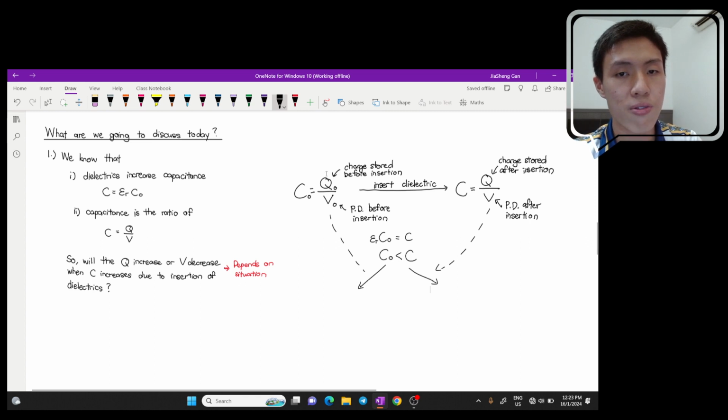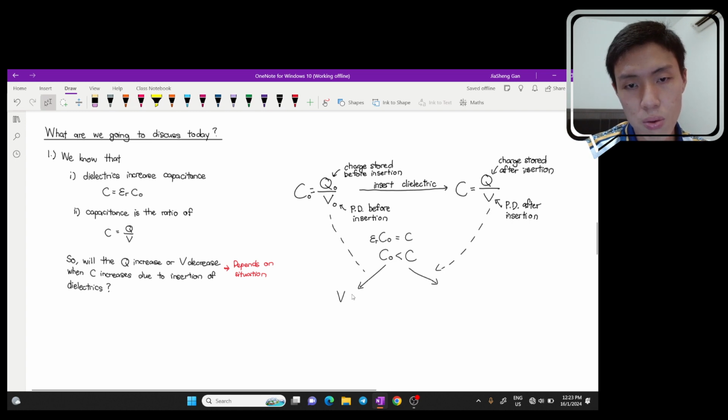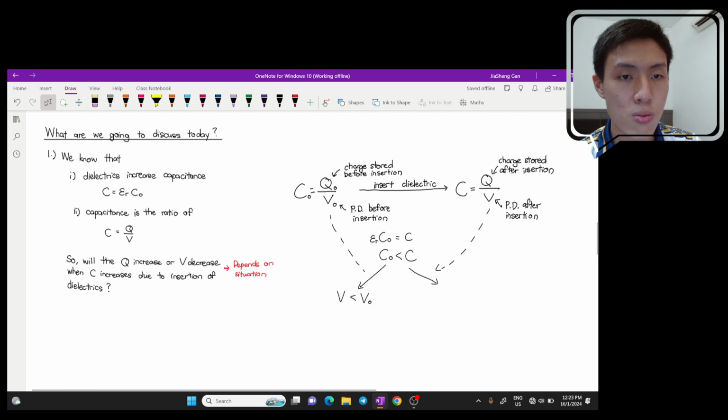So let's say it's V that follows to change. What will happen is we need our new V to be less than the old V. We need to make this value smaller so that the C can be a larger value. Okay, so this is one possibility at V, where the new potential difference will be less than the old potential difference. Or in other words, insertion of dielectric causes the potential difference to decrease.